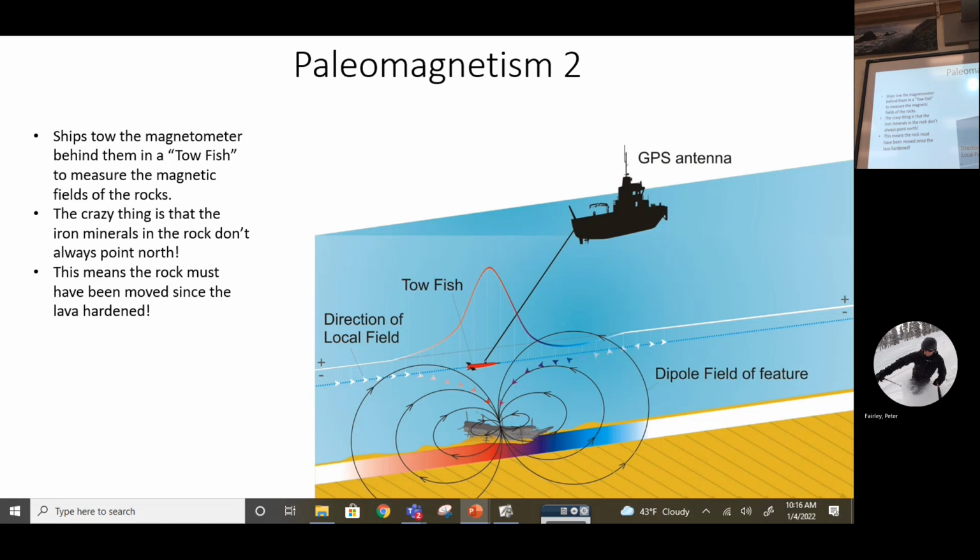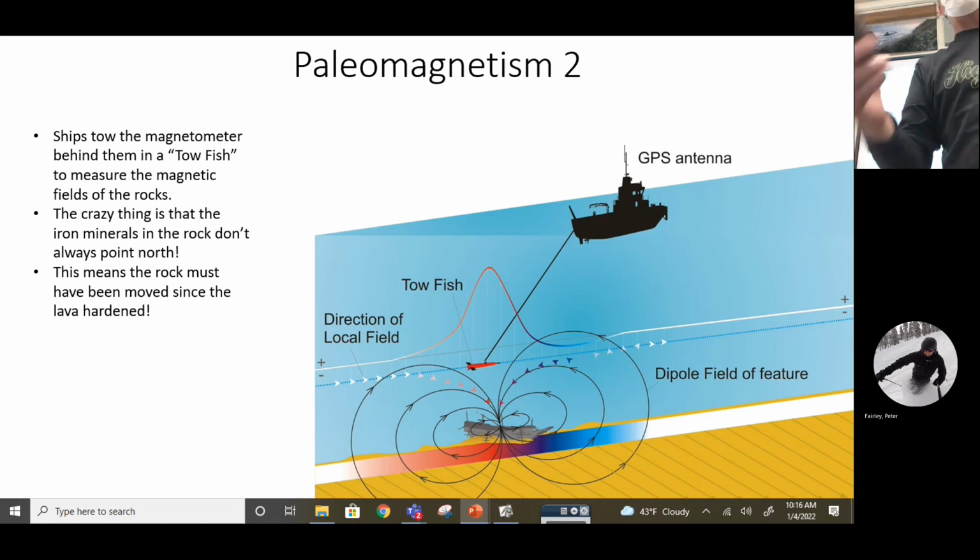So, what have we discovered? Well, you take a ship with a magnetometer on it. It's inside this thing they call a towfish, and we measure the magnetic fields of the rocks. And this is what we discovered. It's crazy that the magnetic fields in these rocks don't always point north anymore. When the rock formed, it must have pointed north, but now it doesn't point north. So either the North Pole moved, or the rock that forms the sea floor moved. That's what we discovered from this.